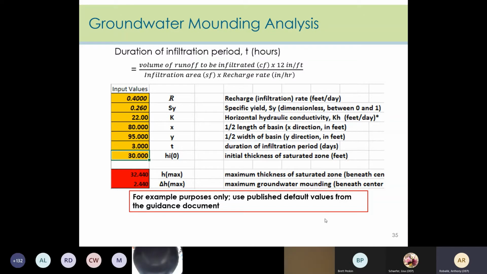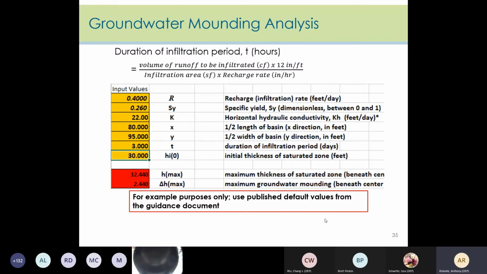So when we rerun it like this, the groundwater mound is 2.44 feet. This is 72 hours after the infiltration period begins. So at that time, the groundwater mound height will be 2.44 feet. Because this is an infiltration basin, it has the 2 foot separation from the bottom of the sand layer and then the 6-inch sand layer above that.